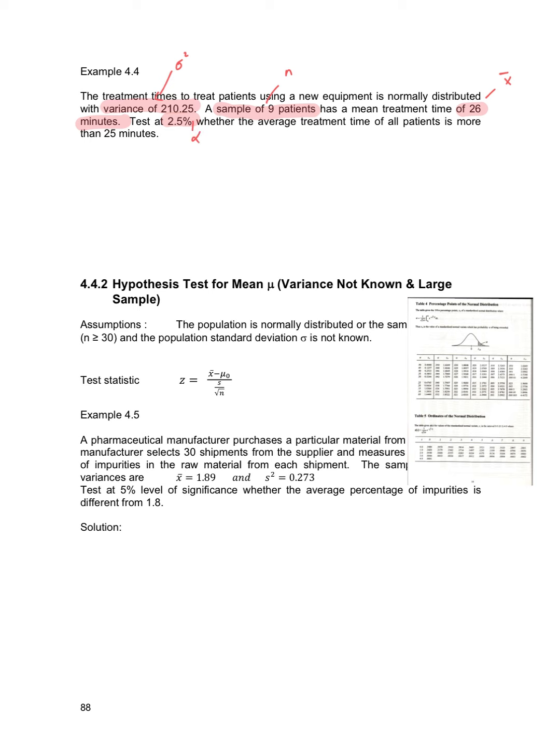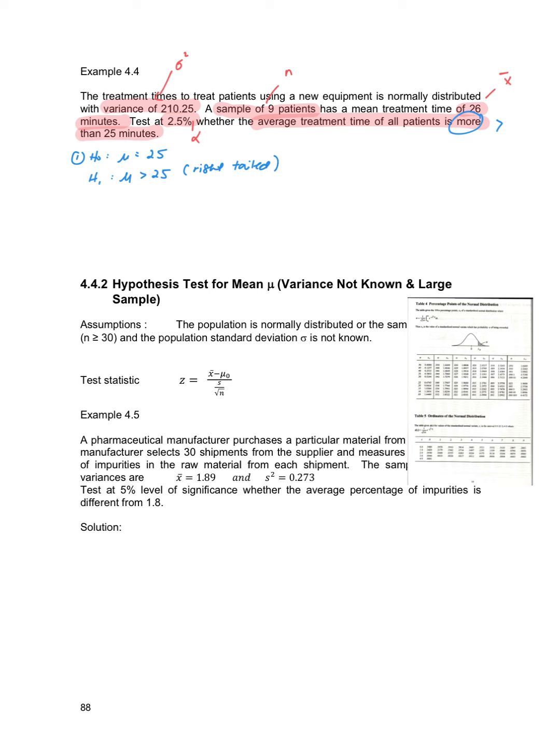This one is alpha. And then the statement that we want to test is whether the average treatment time of all patients is more than 25 minutes. The keyword is more than. So the first step is you need to write the H0 and H1. Our null hypothesis is mu equals 25 versus H1, mu more than 25. Since the sign is more than, we will do a right tail test.